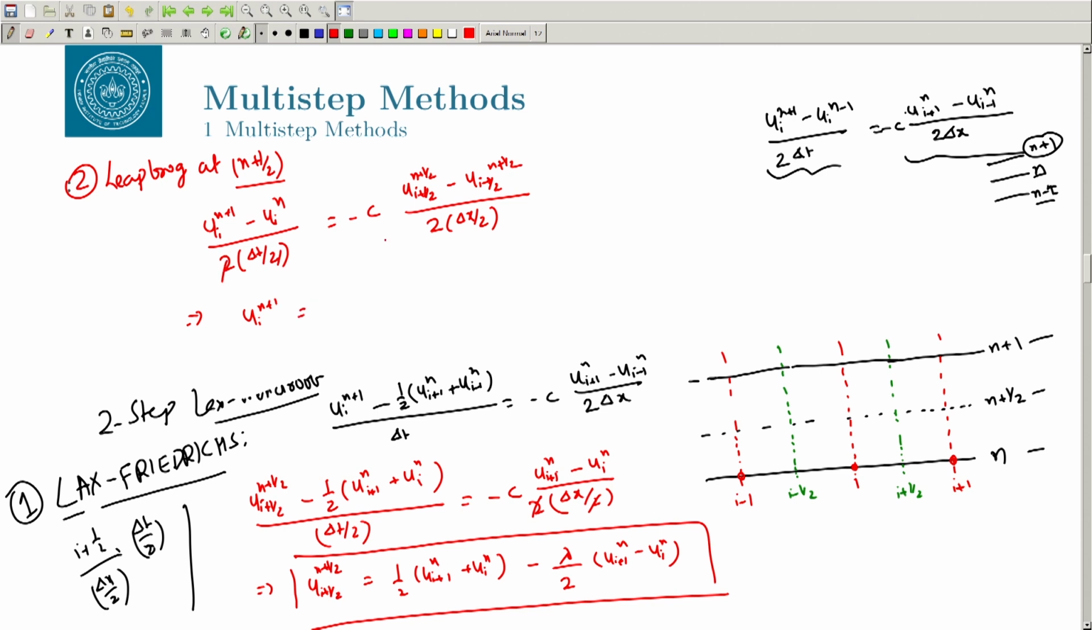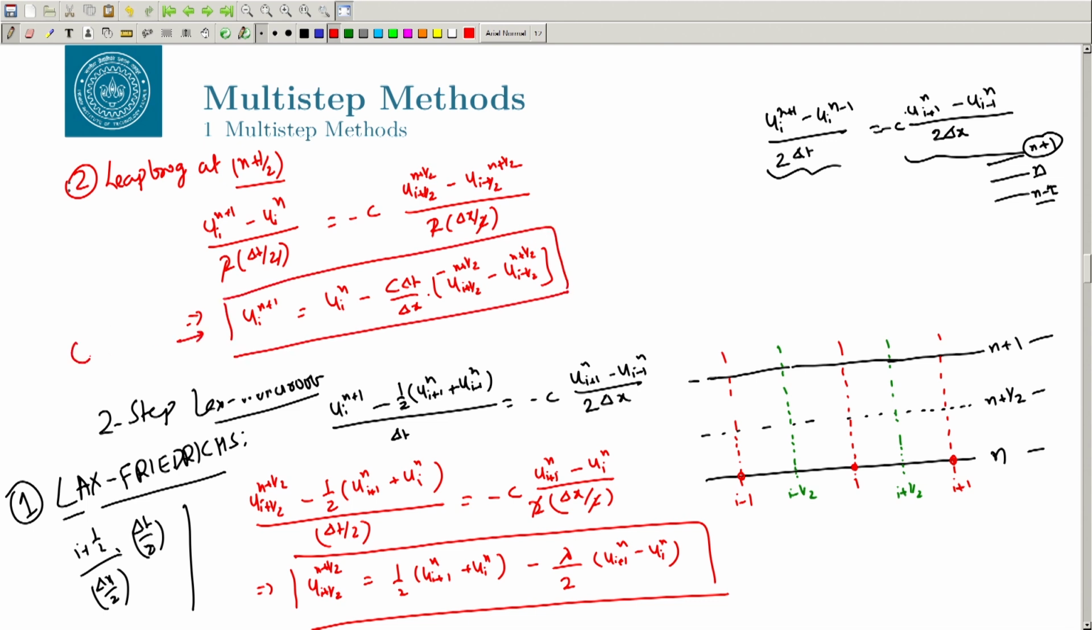so all these things will cancel out. Okay, this will become u_i^n minus c Δt by Δx, which is basically nothing but lambda, times u_(i+1/2)^(n+1/2) minus u_(i-1/2)^(n+1/2), right. So, this is how you will obtain the corrector step. So, this is my corrector step, okay, and this is my predicted step.